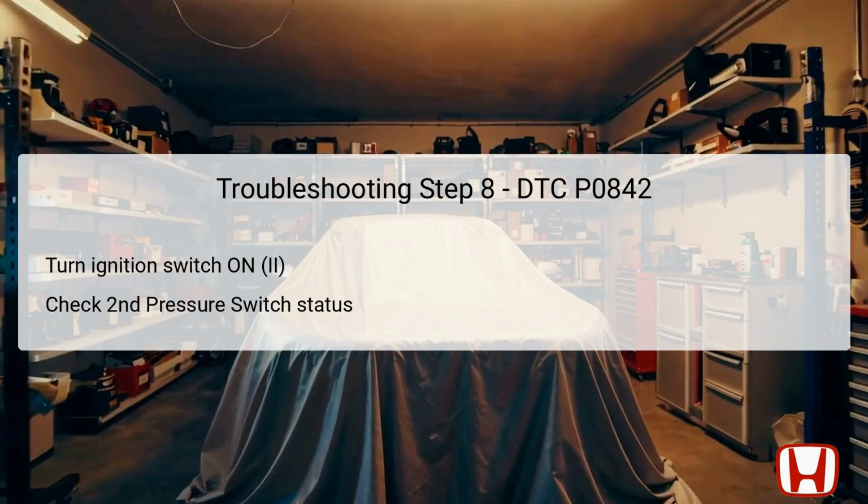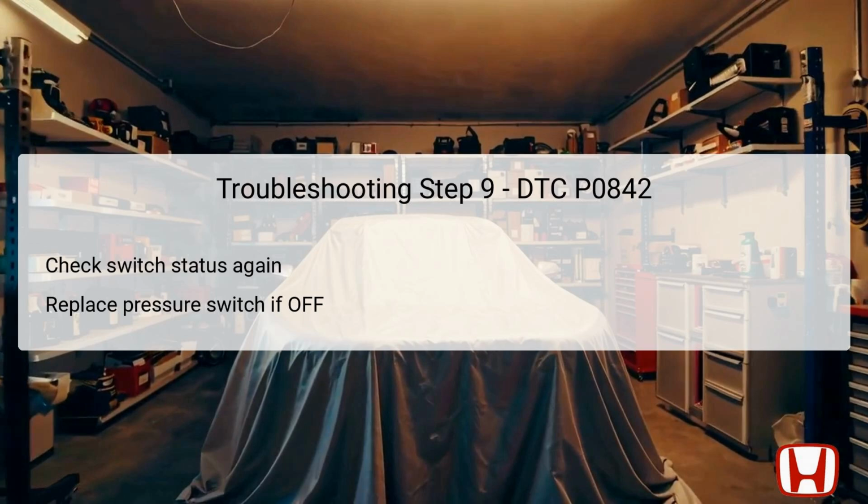resolve the DTC. After checking the second pressure switch, if it remains off, this directs you to replace the transmission fluid pressure switch A, second clutch, due to a confirmed malfunction. Replacing this component is critical as it is directly linked to the DTC P0842 problem and will likely resolve the error code issue.